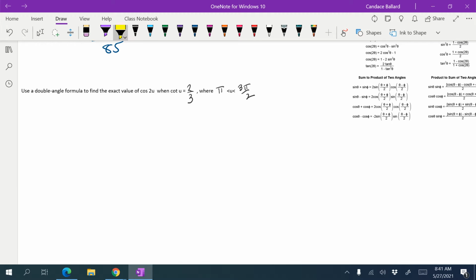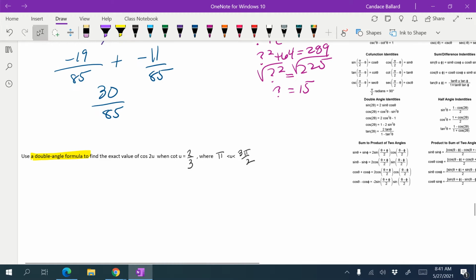So the first thing they gave us, they were very explicit and told us double angle. So I'm going to go to my trig identities chart and find my double angle formula for cosine of 2 theta. I actually get to use any of those three. I'm going to choose the second one because it's just in cosine, so I'm just going to deal with that one. So cosine of 2 theta, or 2u in this case, sorry, we're using u's, equals 2 cosine squared u minus 1.